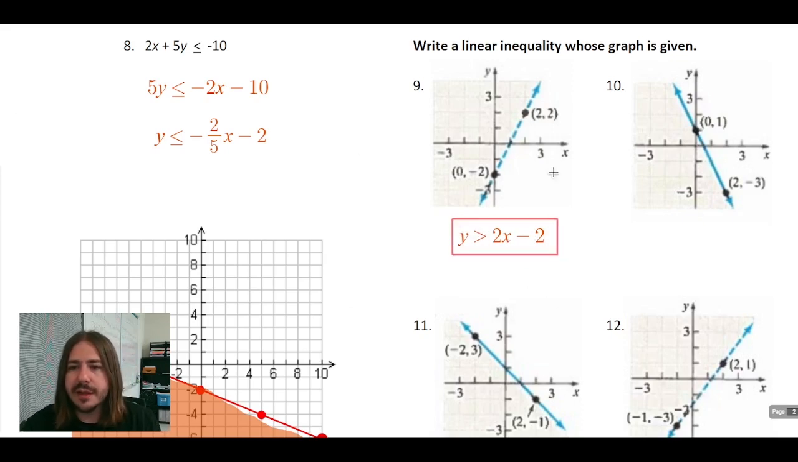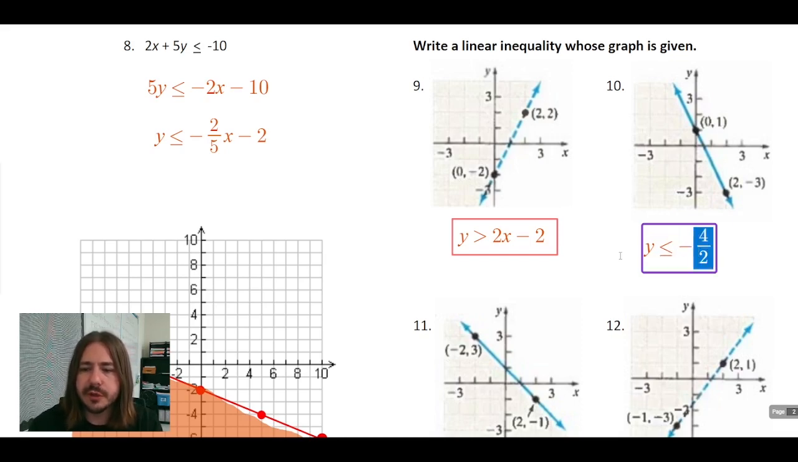Number 10 has a y-intercept of 1, and it looks like our slope goes down 1, 2, 3, 4 over 2. That's going to be negative 4 over 2. We're going to have less than or equal to, because it is shaded down, and we do have a solid line. So negative 4 over 2 is going to reduce to negative 2x plus 1. And we can see the plus 1 is just the y-intercept right here.